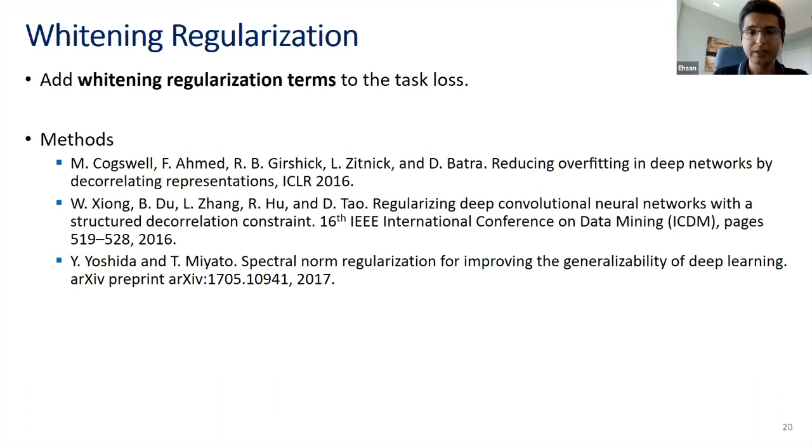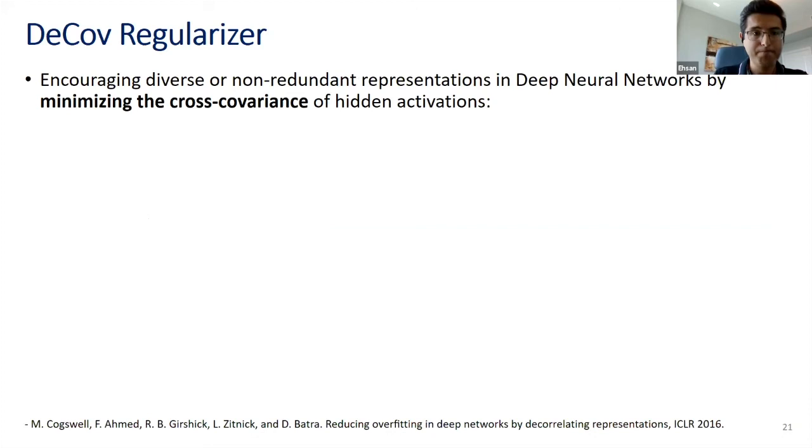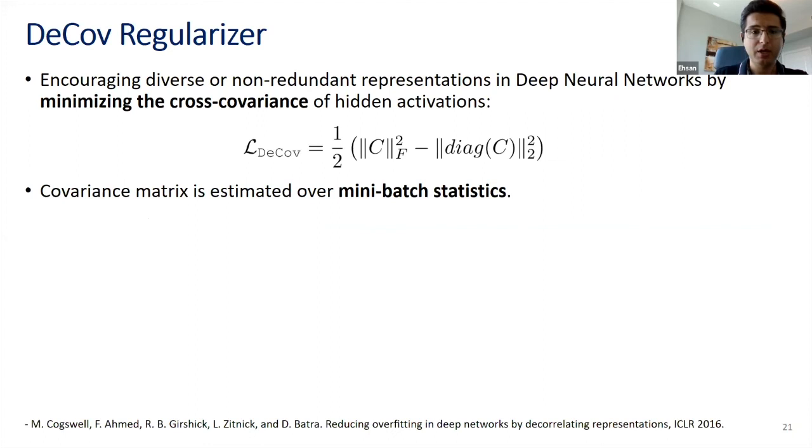There are some methods based on this one, and you can see "Reducing Overfitting in Deep Networks by Decorrelating Representations". I'm going to talk about this one, but there are also other methods and more recent papers as well. So the first one is called the DeCov regularizer. It defines the whitening or decorrelation loss with this equation.